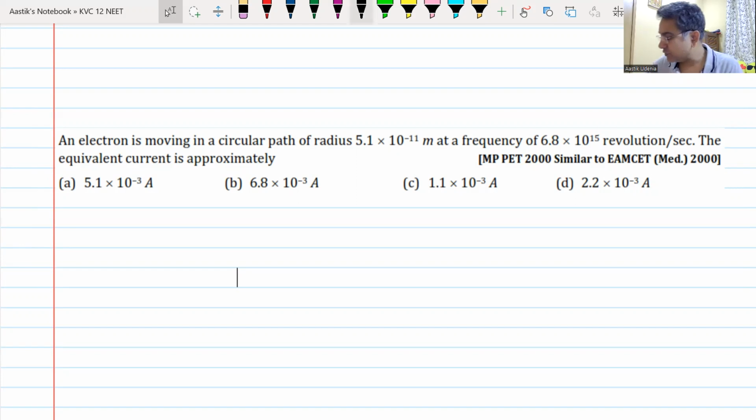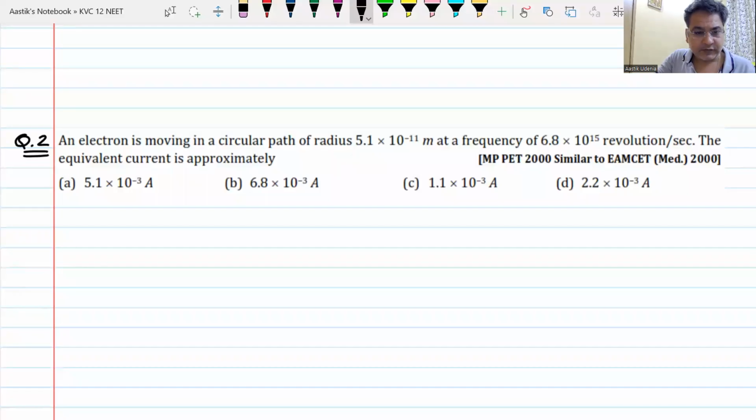I'll give you 2 minutes to solve this question. I hope that you can give me an answer quickly and correctly. The 2 minutes starts now, my dear friends. Please try. Option C is correct.